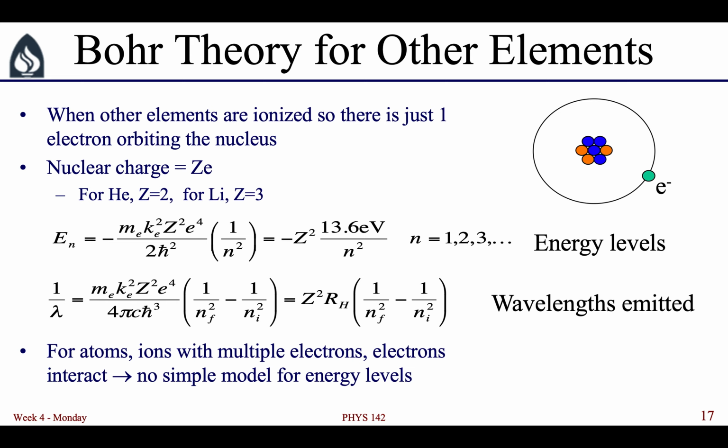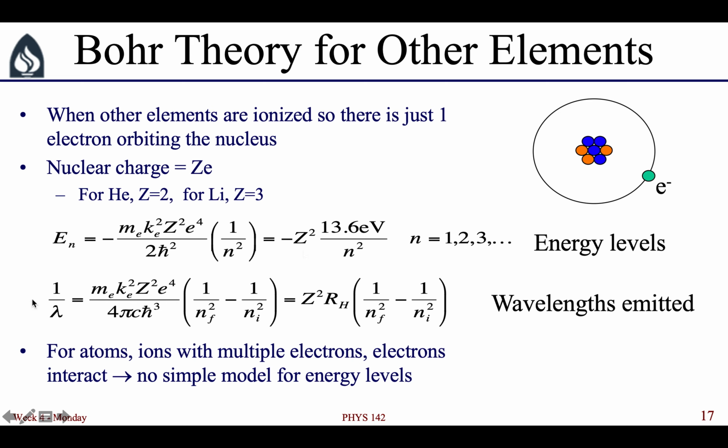So in that case, we can modify our equation for the energy levels, replacing the charge of the nucleus with Z times E. And in that case, we get this expression for the energies. So the energy levels are equal to, once again, minus 13.6 electron volts over n squared, but then you also need a factor of Z squared, where Z is the number of protons in the nucleus.